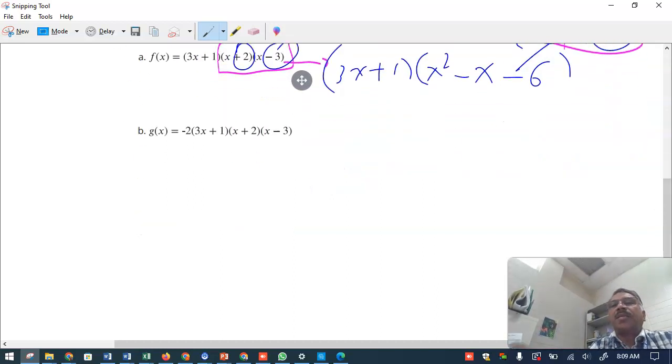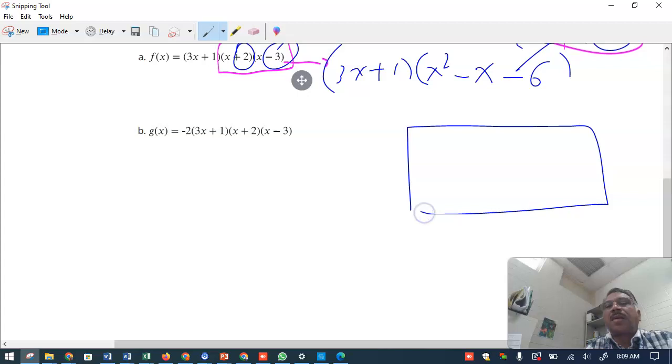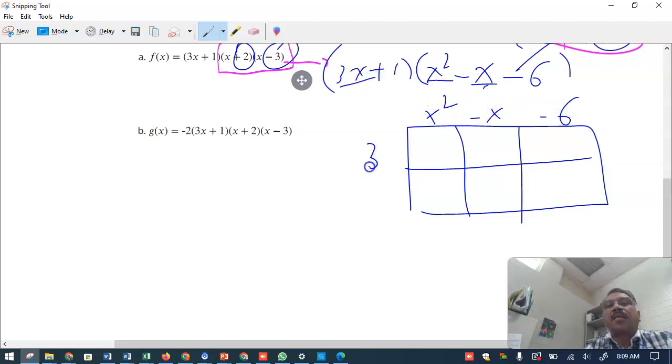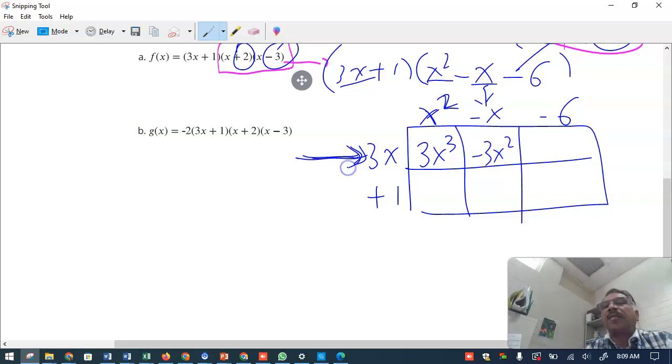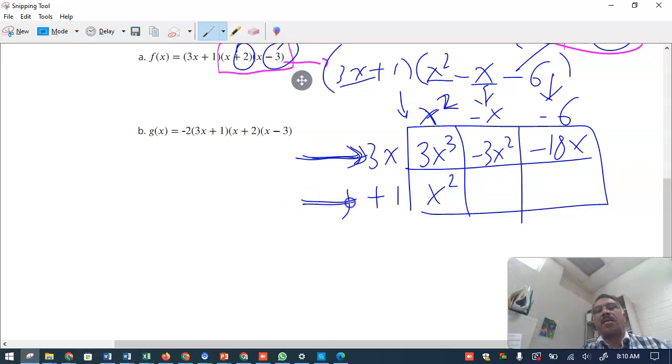And the next step is all you do is make another box. This time a longer one, because you have x squared. So I put here this minus 6, and this 3x here, and again do the same thing. Multiply this 3x to x squared, so that becomes 3x cubed, and the same minus 3x to this one will be minus 3x squared. The same minus plus 3x to this will be minus 8x. Then you multiply 1, so 1 times this will be 1x squared, then again 1 times minus x is minus x, and again this to minus 6 will be minus 6.